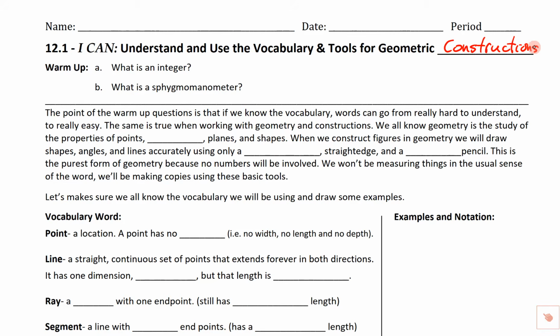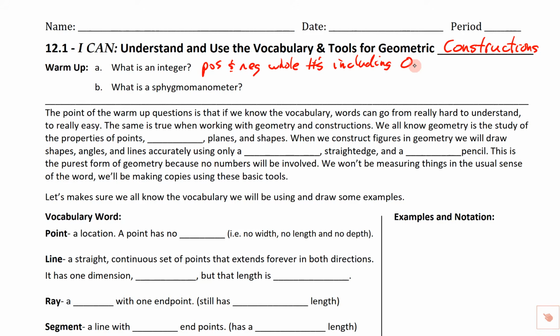So geometric constructions. And the warm-up is just a reminder about some vocabulary that you've learned before, or maybe you haven't learned before and it seems really confusing. So an integer is, hopefully you remember what these are, they are the positive and negative whole numbers, including, and a lot of people forget this, including 0. So positive and negative whole numbers including 0.